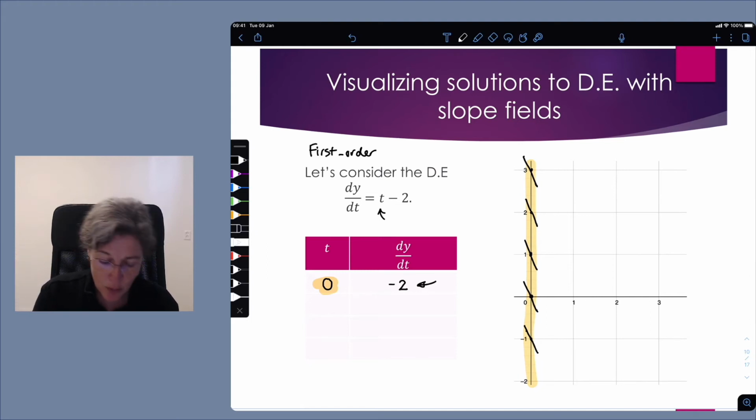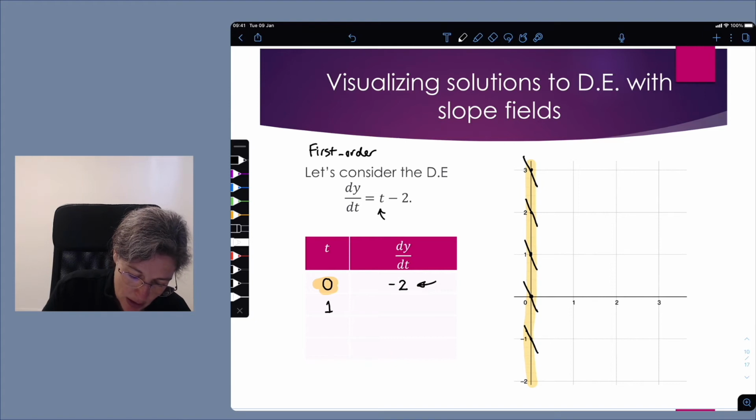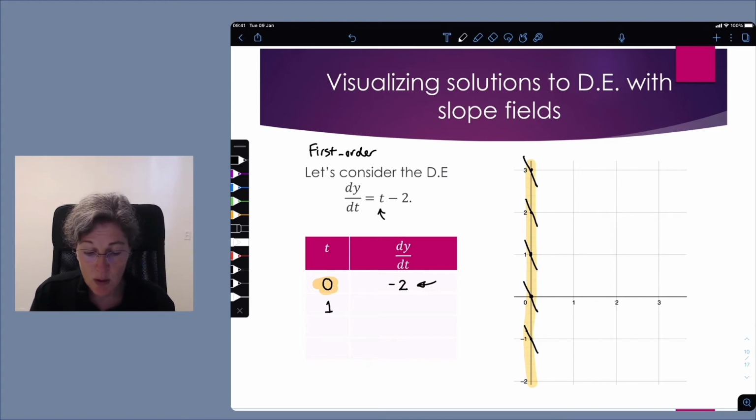Okay, what are we going to do? Well, next we're going to have a look at when t is equal to 1. So when t is equal to 1, if I plug that into my differential equation, I'm going to get 1 minus 2, so that gives me a slope of minus 1. And now we do the same thing again. So I'm going to use a different color.